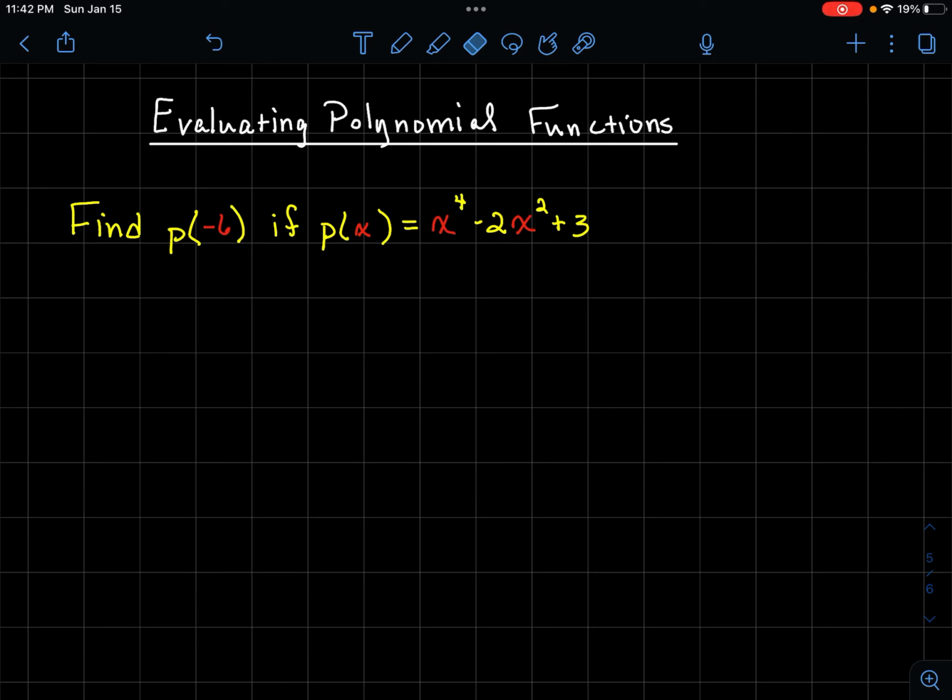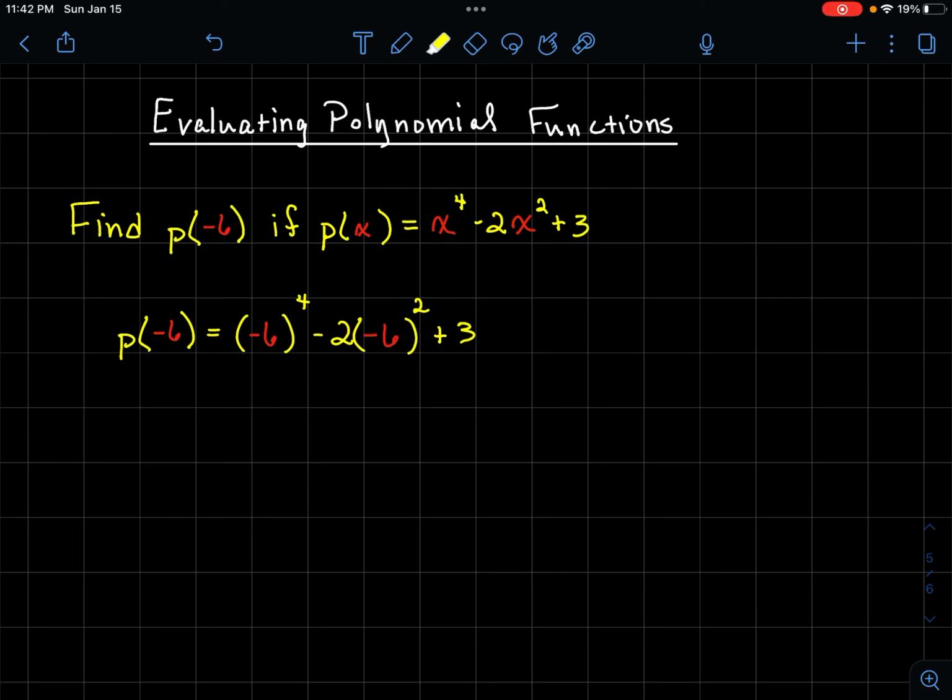Find p of negative 6 if p of x is equal to x to the fourth minus 2x squared plus 3. Well, you may remember from Algebra 1 that we take whatever is inside the parentheses and replace all of the variables with that particular number. So the way I think of it is, what if I rewrite the function with just parentheses and not the variables? Because that tells me I'm replacing that with whatever's in the parentheses here, so negative 6. So negative 6 goes into both of those parentheses.